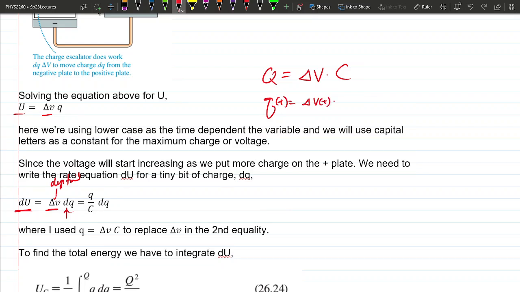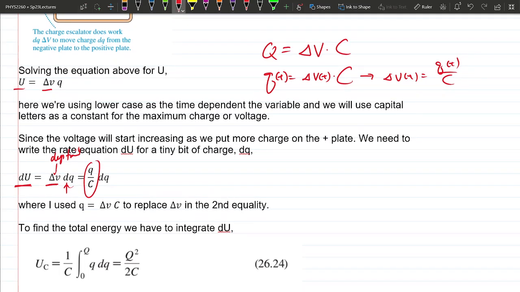Can the capacitance depend on time? It depends on the area and the separation distance, right? So it cannot depend on time. It has to be a constant. So instead of writing this delta V, we're going to solve for delta lowercase v. This is going to be Q as a function of time divided by the capacitance. That's what we're going to replace with here, okay? See that?